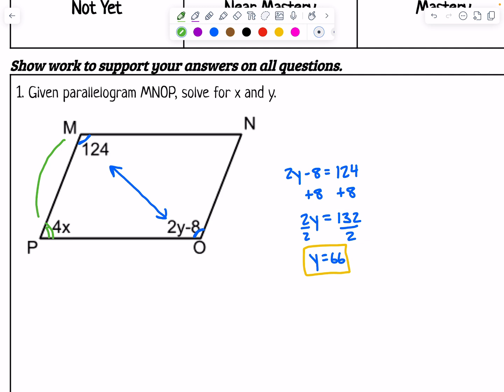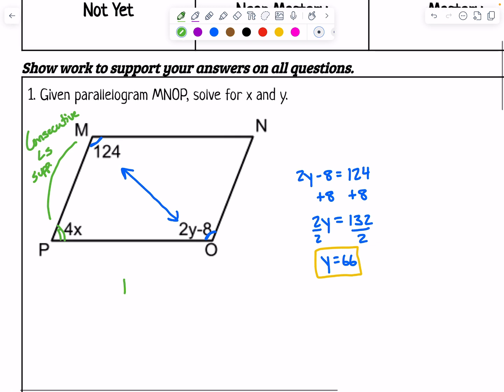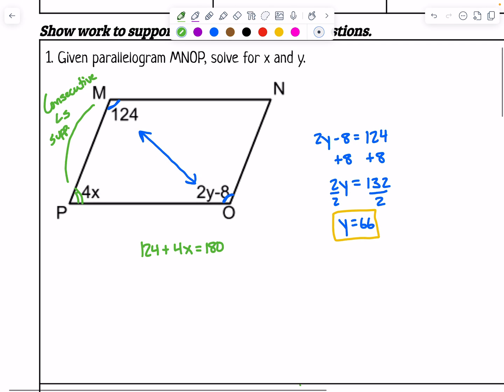And angle M and angle P are consecutive angles. So consecutive angles are supplementary, which will help with this problem. So we could say 124 plus 4x would equal 180, and that'll help me solve for x. So I'm going to subtract 124 from both sides, and I get 4x is equal to 56. And then when I divide both sides by 4, x would equal 14.